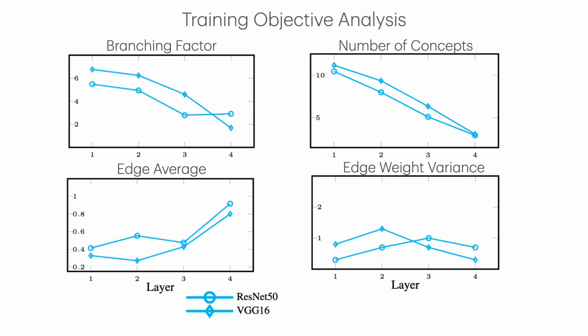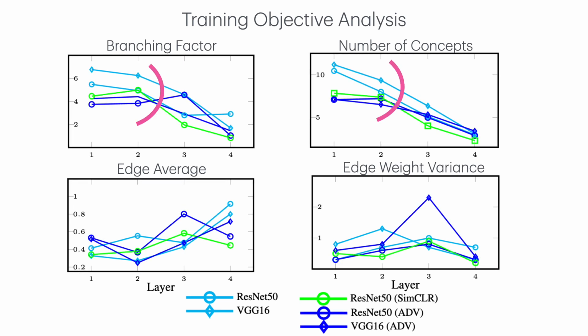We also compare training objectives for the same model, specifically self-supervised and adversarial robust trained models. We observe that self-supervised and robust models contain a smaller branching factor and fewer concepts at early layers, likely due to training protocols that perturb color and texture information.